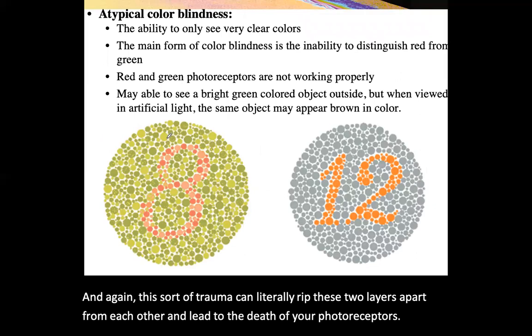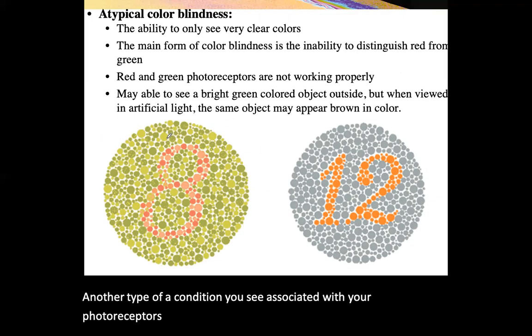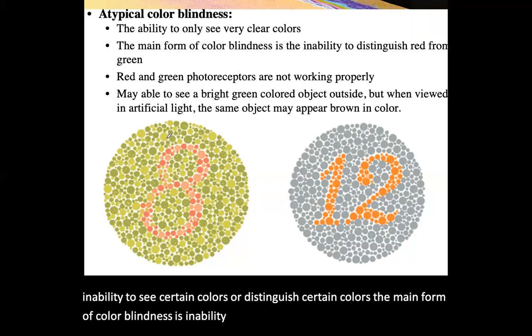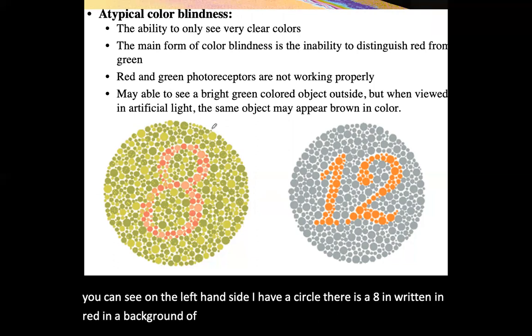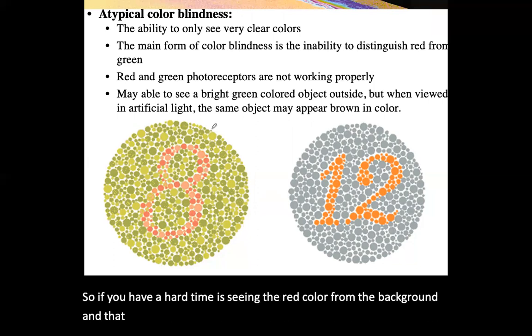Another type of condition you see associated with your photoreceptors is color blindness. It is the inability to see certain colors or distinguish certain colors. The main form of color blindness is inability to distinguish the color red from green. So you can see on the left-hand side, I have a circle. There is a number 8 written in red in a background of green. So if you have a hard time seeing the red color from the background, that means the red and green photoreceptors are not working properly.